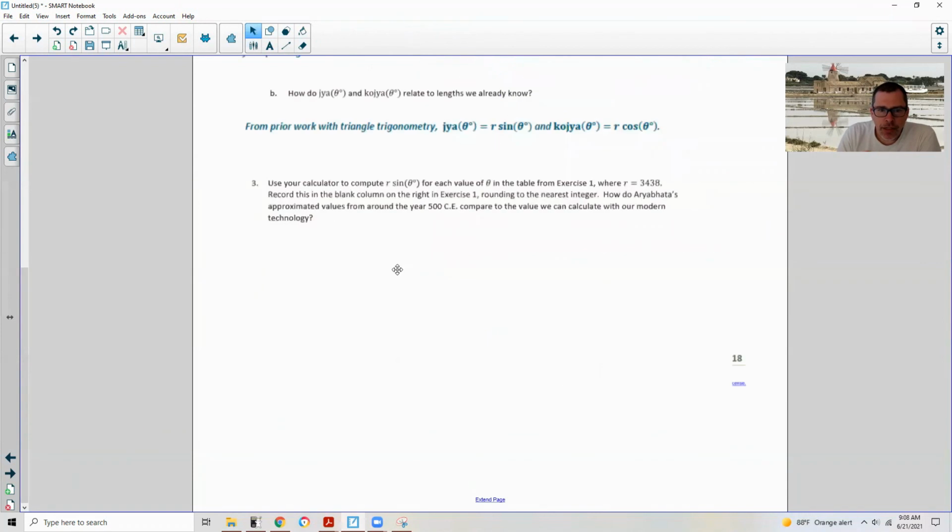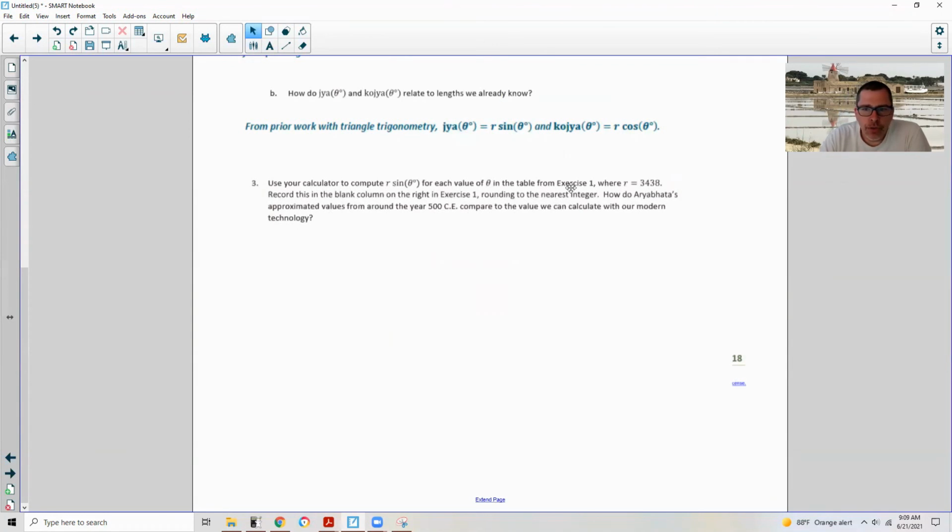And number 3 says, use your calculator to compute r sine theta for each value of theta in the table from exercise 1, where r is 3,438. Record this in the blank column on the right in exercise 1, rounding to the nearest integer. How do Aryabhata's approximated values from around the year 500 CE compare to the value we can calculate with our modern technology? Okay, so let's go back to that and we're going to calculate it.